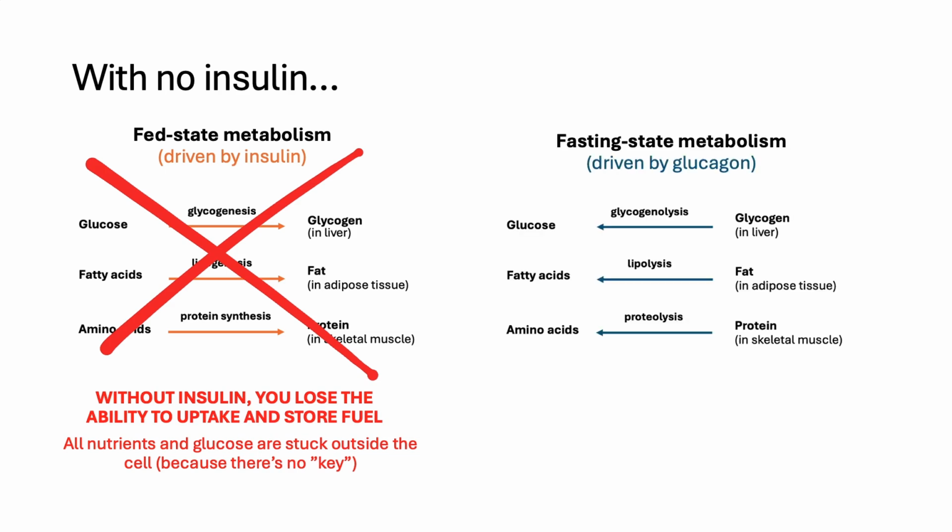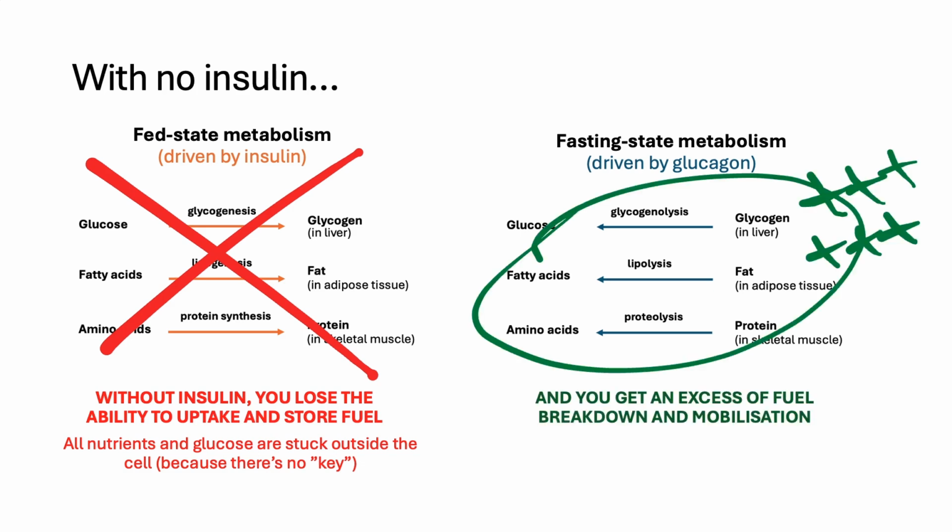What happens to our fasting state metabolism, driven by glucagon? Well, because you have no insulin and an excess of glucagon activity, all these breakdown processes become very, very rampant. You get an excess of fuel breakdown and fuel mobilization. And all fuel sources are relentlessly breaking down because it thinks you are starving. Your cells aren't receiving the insulin signal to store things, and so it thinks, oh, you must be really hungry. And so glycogen is breaking down, fat is breaking down, protein is breaking down. It thinks you are really, really hungry. And so that's the problem with having no insulin, right?